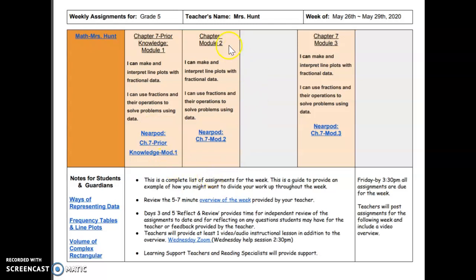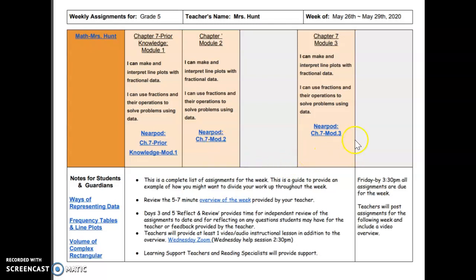For Module 2, I see the 7's missing here. It's still Chapter 7, Module 2 you're going to be working on. Again, objectives are the same. You're going to be looking at interpreting line plots with fractional data and solving problems, questions looking at the data. That's going to take you to Nearpod Chapter 7, Module 2.